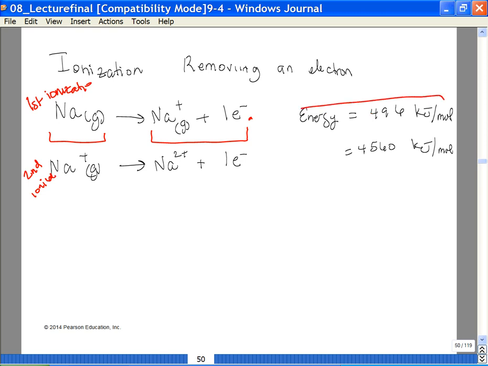Over here, if you see what the energy is for each one, the energy that was required to remove that first electron is 496 kilojoules per mole. But if you look at how much is required to remove that second one, it requires a whole lot more energy to remove each successive electron. That's because as you remove the electrons, the remainder of the electrons have such an attraction for the nucleus that they are not going to want to be removed.